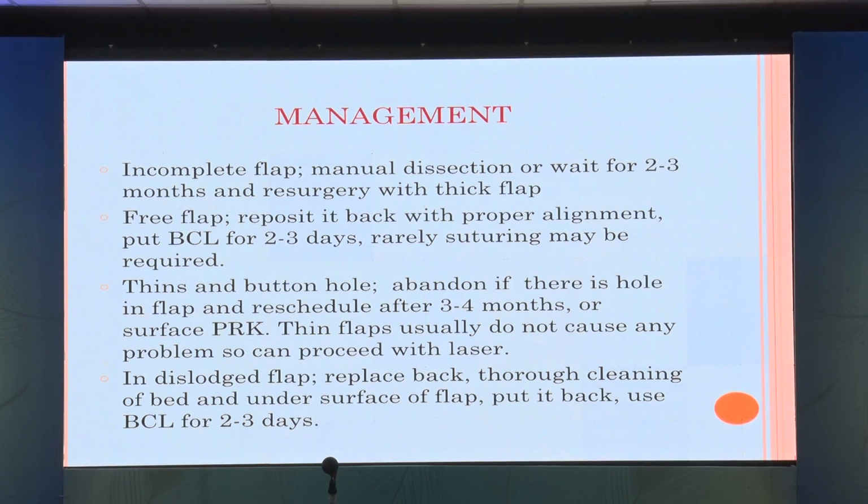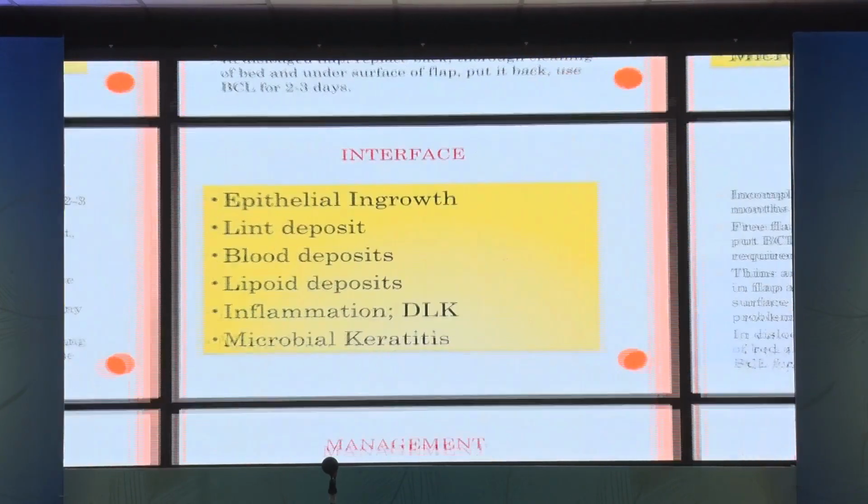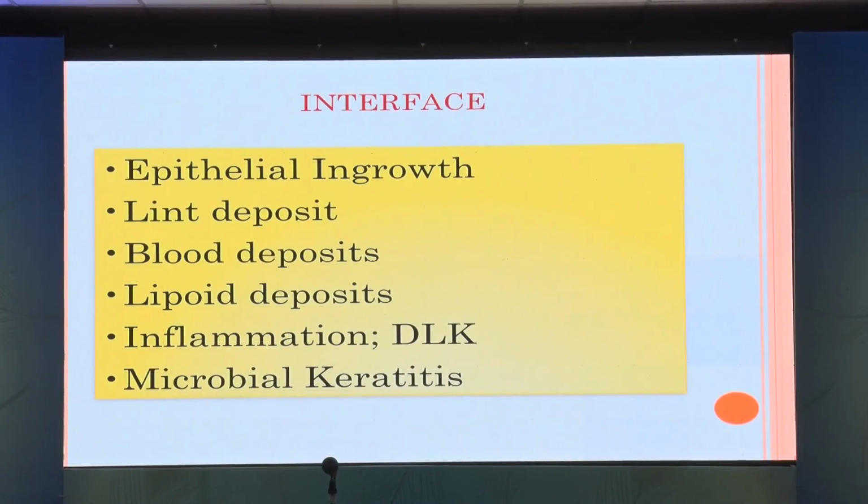Dislodged flaps, one can replace it back, remove the epithelium if it has grown under the flap, and then put it back with a BCL. Some of the complications which will affect the interface of the eye, like epithelial ingrowth, are major complications. Sometimes small deposits of lint, blood, lipids can be seen, but they usually don't cause any problem unless there is some infiltration along these. Then there is a need to clear these foreign bodies from under the flap and then deposit the flap back.